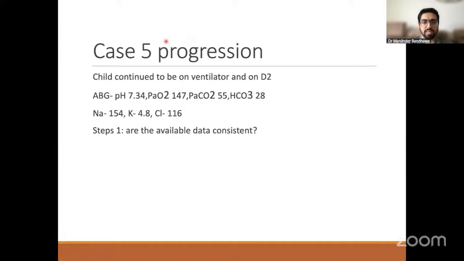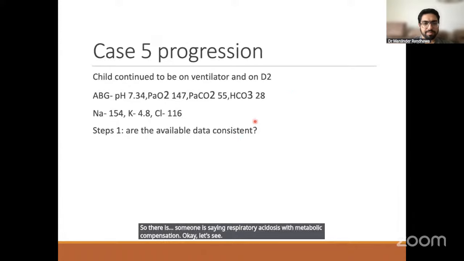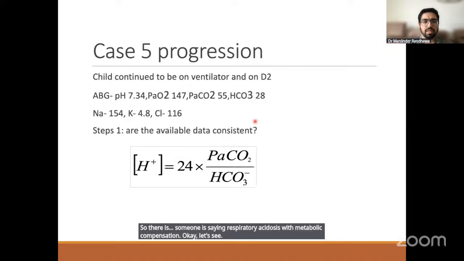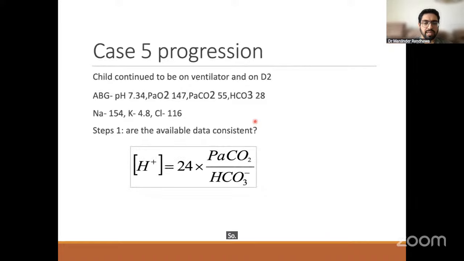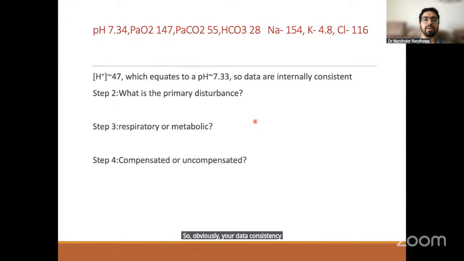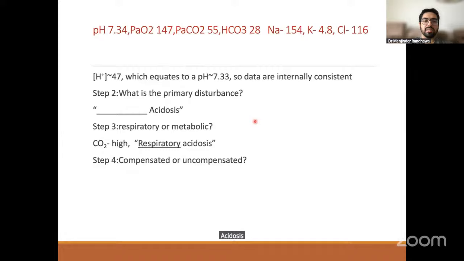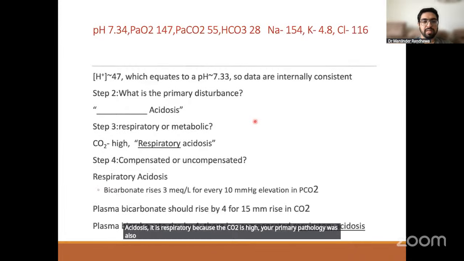So someone is saying respiratory acidosis with metabolic compensation. Okay, let's see. Obviously your data consistency was established. The primary disturbance here is acidosis. It is respiratory because the CO2 is high. Your primary pathology was also respiratory distress.